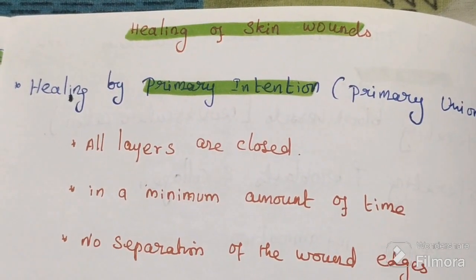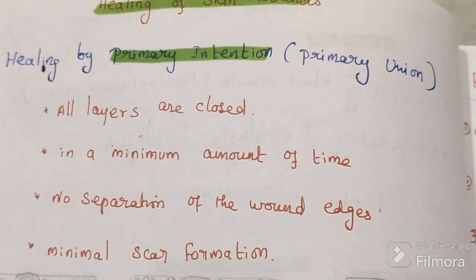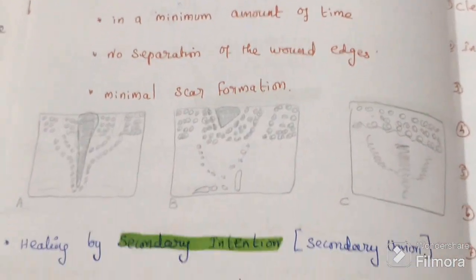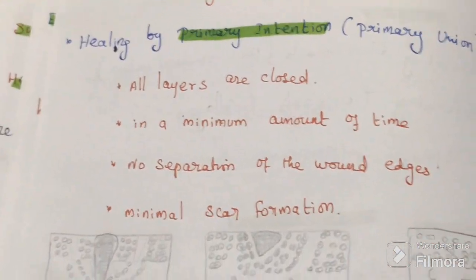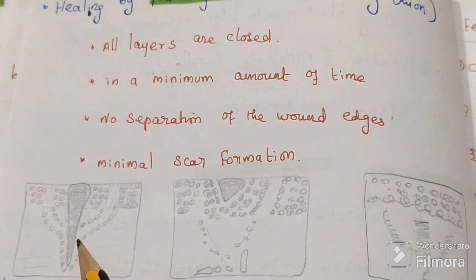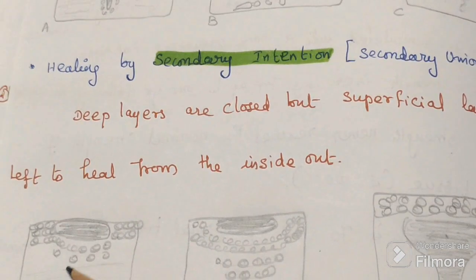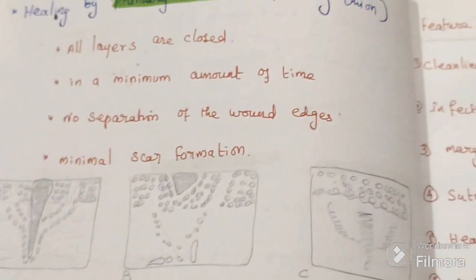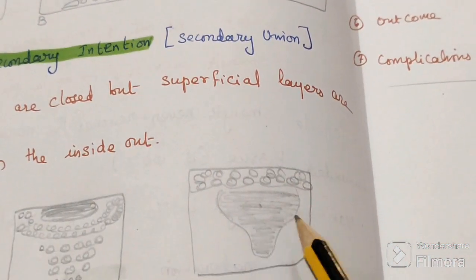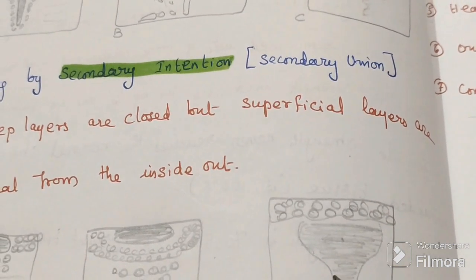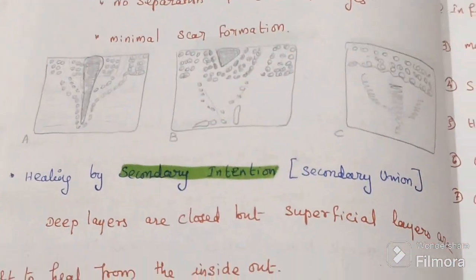Next, healing of skin wounds takes place by two mechanisms. The first is healing by primary intention, or primary union. The second is healing by secondary intention, or secondary union. In the first diagram the injury is small, but here the injury is superficial and big. Here there is little granulation tissue; here abundant granulation tissue forms. So this is primary and secondary wound healing.